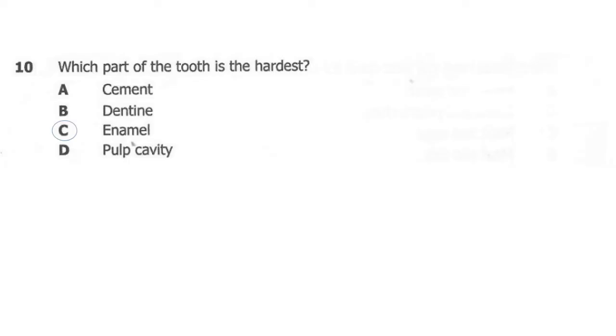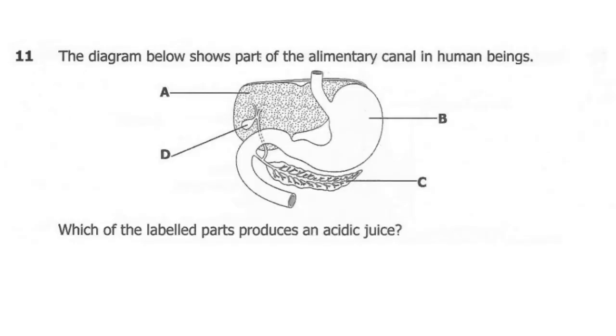We move on to the next question. Question 11. The diagram below shows part of the alimentary canal in human beings. Which of the labeled parts produces an acidic juice? Is it A, B, C, or D?